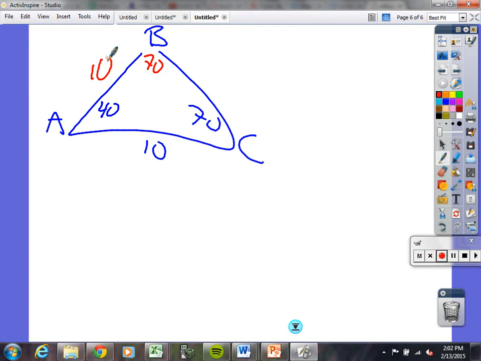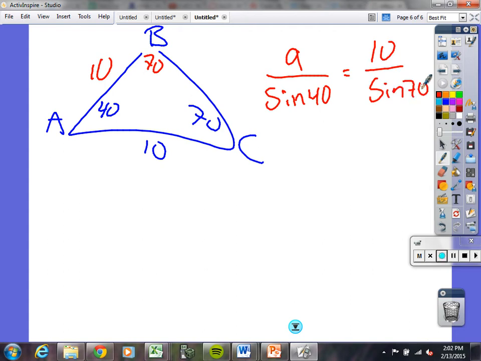So we go, okay, little a over the sine of 40 equals 10 over the sine of 70, and once again, it doesn't really matter which one because they're the same, right?